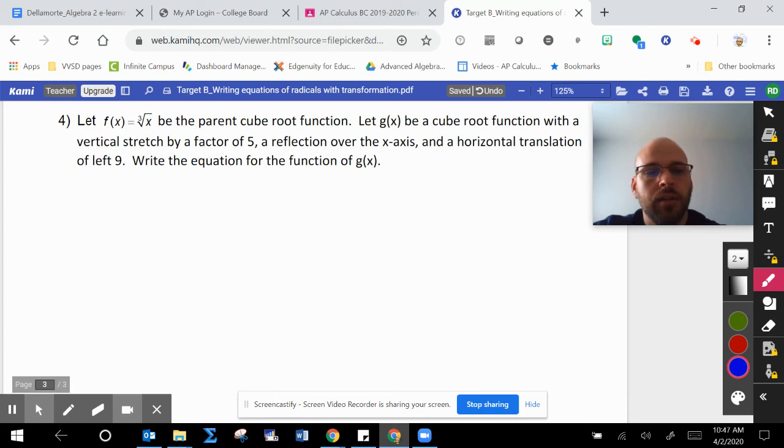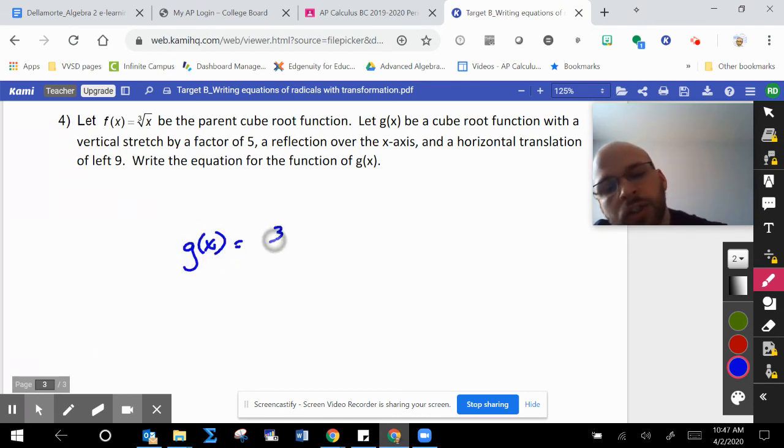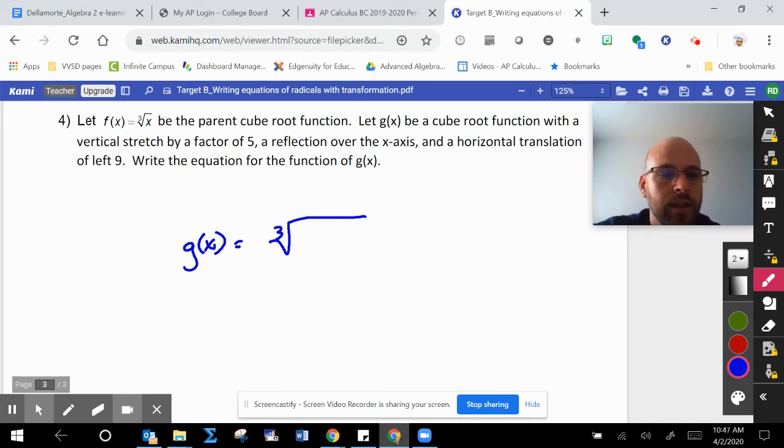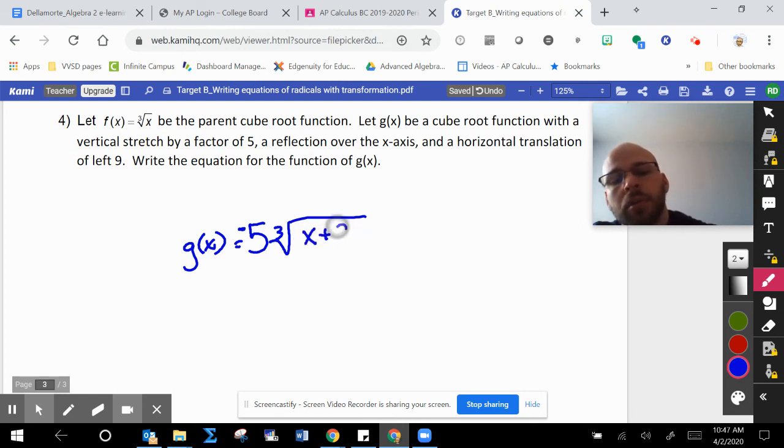Okay, so f of x. We have another cube root function. So I have g of x is the cube root of. Now I have a vertical stretch by a factor of 5. That's my dilation on the outside. A reflection over the x-axis. Because it's over the x-axis, that would be a vertical reflection, so I'm going to make that a negative 5. A horizontal translation left 9, so I'm going to have an x plus 9 on the inside. And that would be the last problem with those transformations.